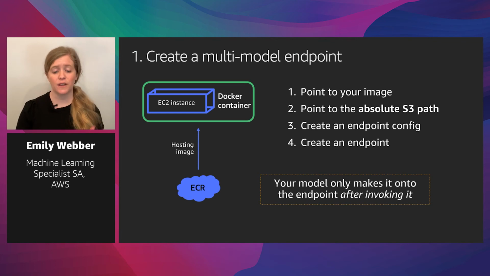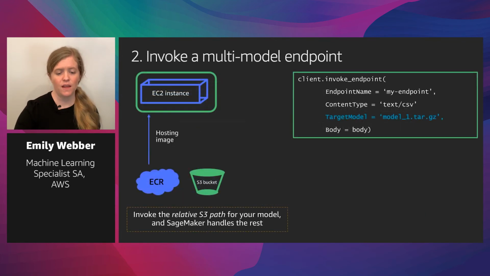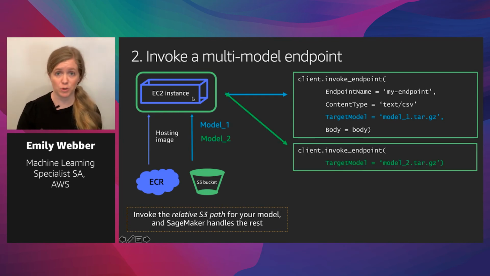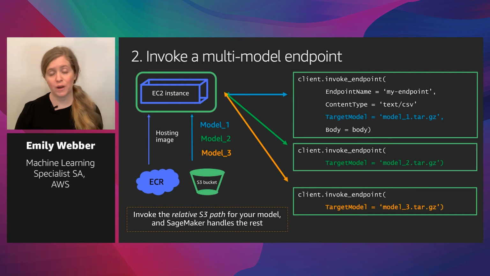Create the endpoint config, and create the endpoint. The thing to know here is that our model is only going to make it onto the endpoint after we start invoking it. So when we go to invoke this endpoint, right, we're going to specify the name of the endpoint and the target model, and this is the relative path in S3. So we'll invoke that endpoint, and then again, once the invocation starts, we'll see the model is copied from S3 onto this instance. And that's going to be the same for model number 2 and for model number 3.